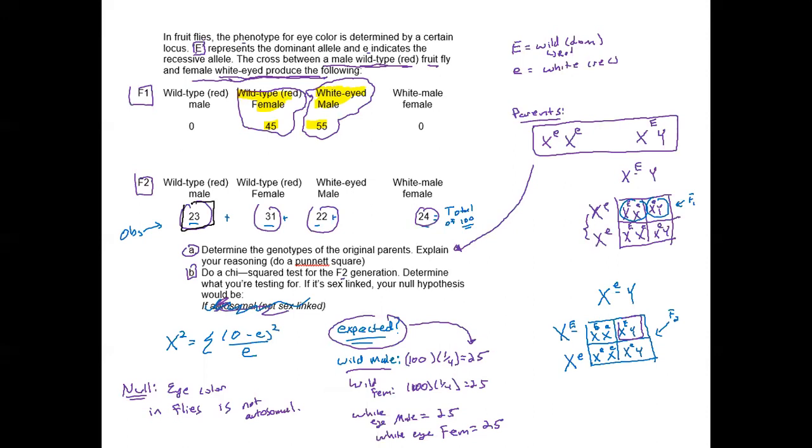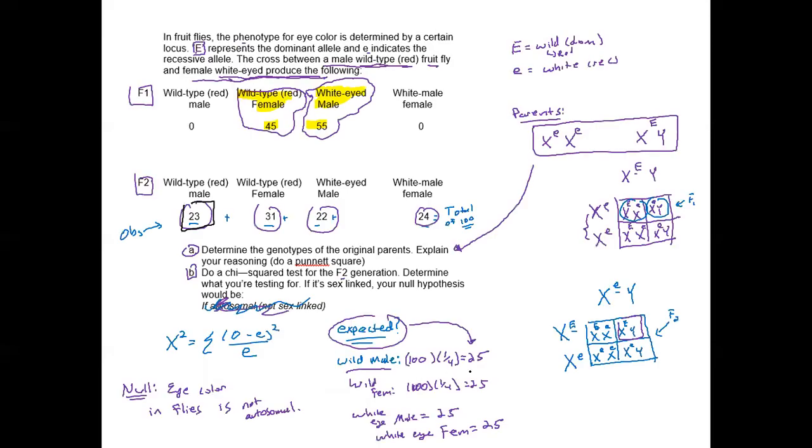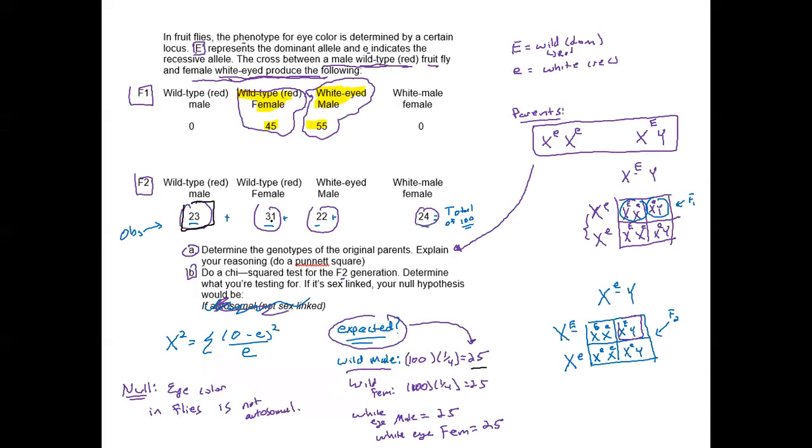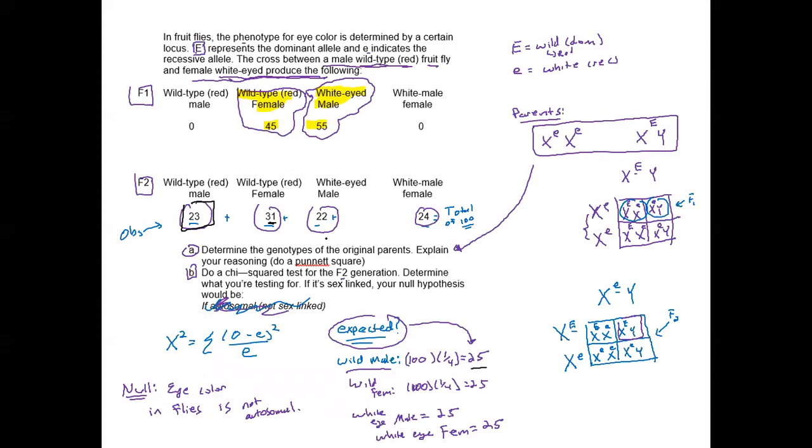Wild type male was 23. That's our observed, and our expected for that was 25. So 23 minus 25, squared, over 25. That's my first one. Plus, because it's the summation, I have my next data entry, which is 31. So this is 31 minus 25 squared over 25, plus the next one, 22 minus 25, squared, over 25.